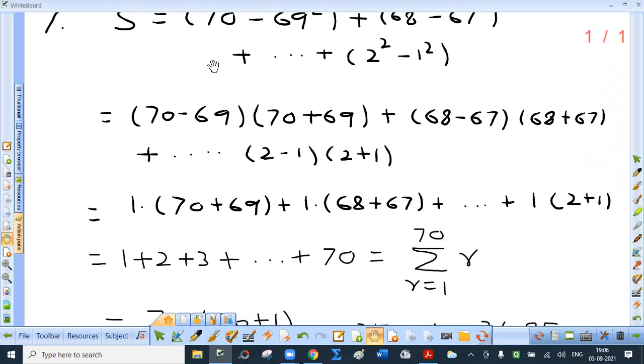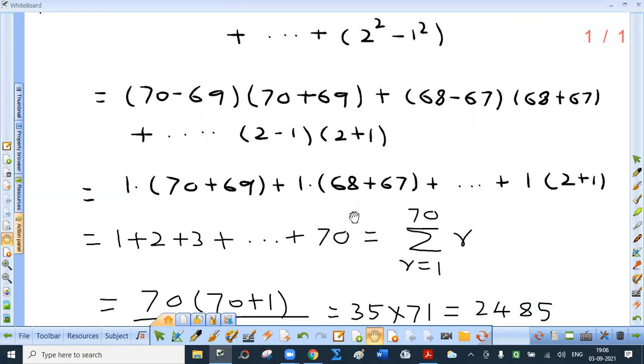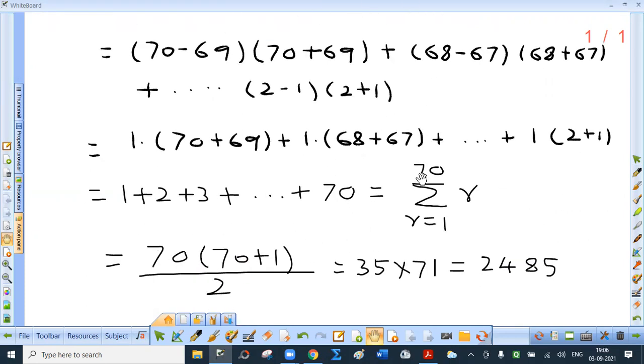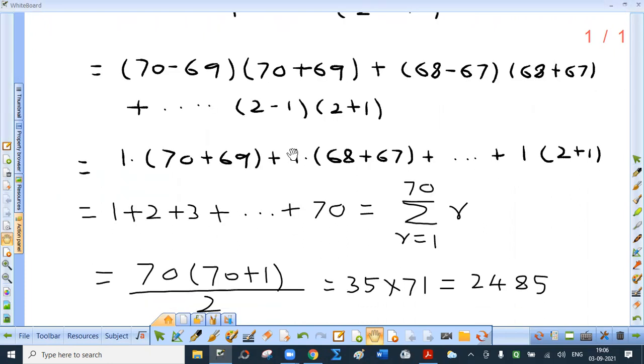So basically the sum is 1 plus 2 plus 3 up to 70. This is the sum of the first 70 natural numbers. And therefore, it is sigma r, r goes from 1 to 70. What is sigma r? n into n plus 1 upon 2. Now n equal to 70. Substitute and simplify to get the final answer as 2485.